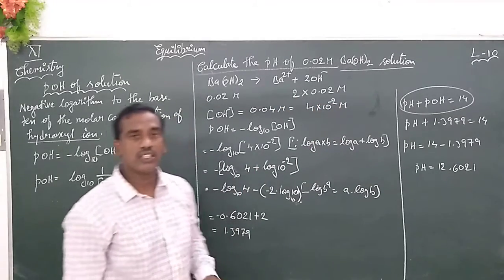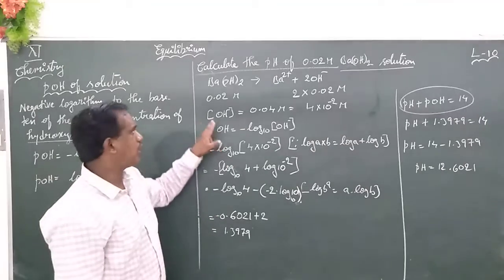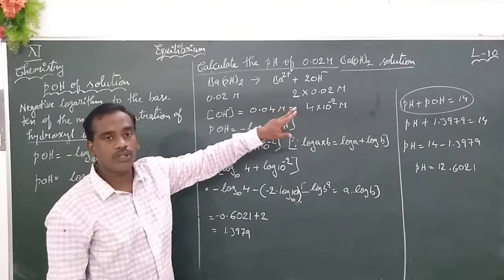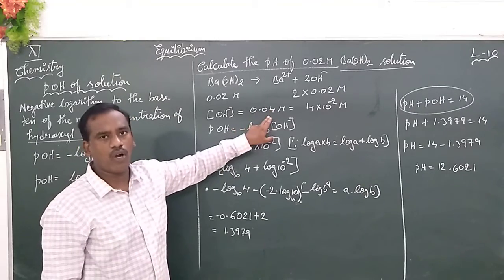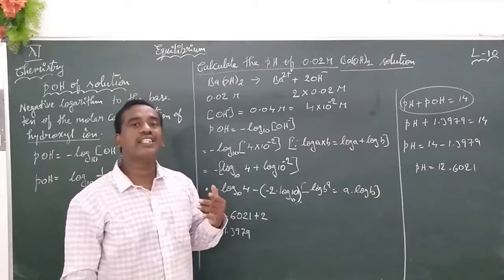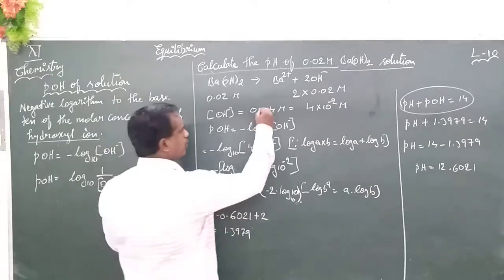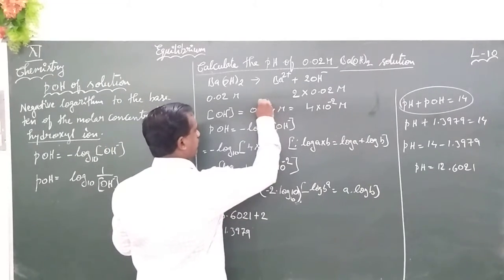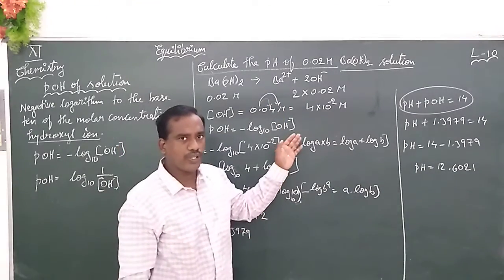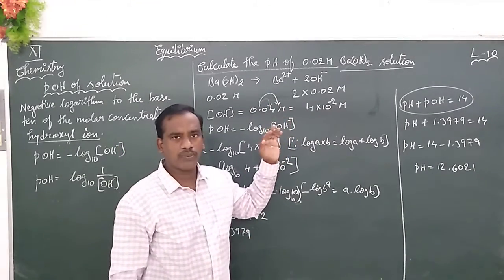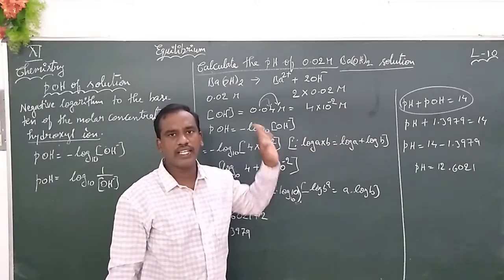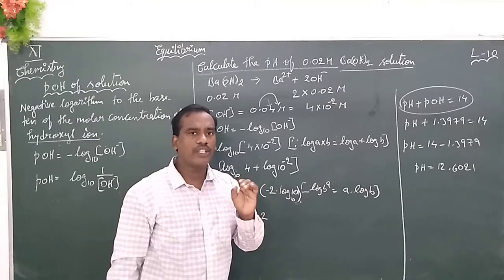Now what is the concentration of OH minus ion in this solution? OH minus ion concentration is equal to 2 into 0.02. We can write this as 0.04 molarity. Or when you are expressing it in scientific notation, you need to bring this forward. How many places do I bring forward? 2 places. So 4 into 10 to the power of minus 2 molarity is the concentration of the OH minus ions.